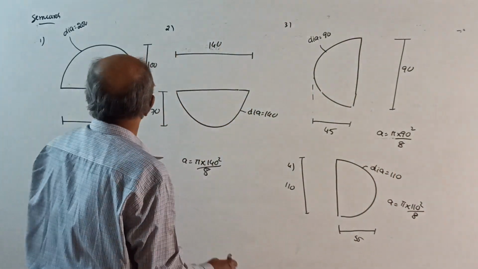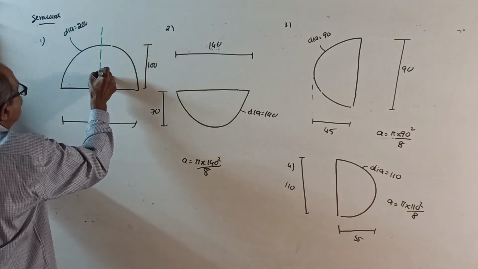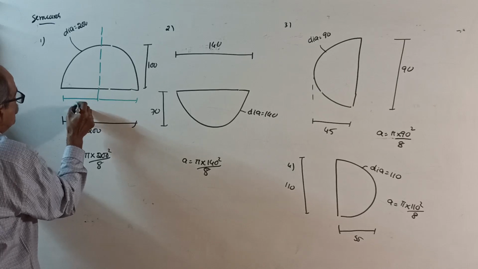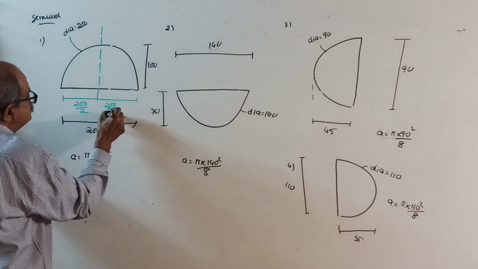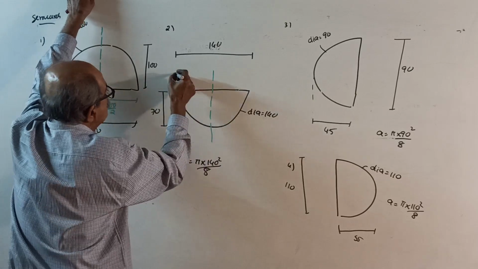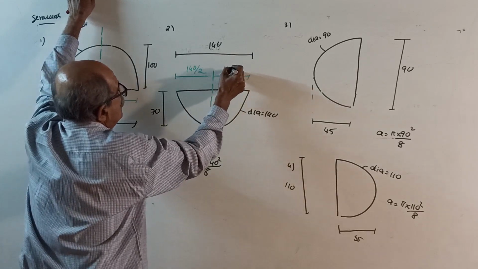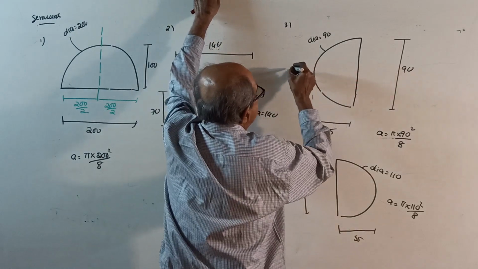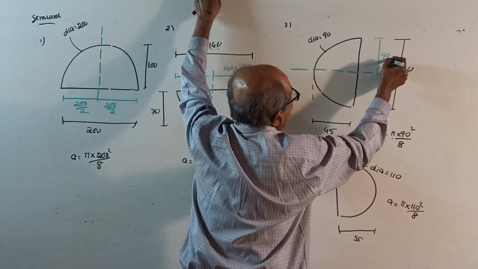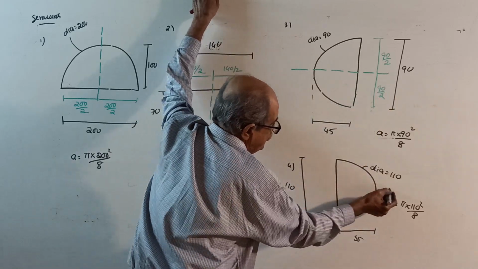This much is clear. Centroid. See correctly what I am doing now. Axis of symmetry, so exactly the midpoint. 200 means 200 by 2, 200 by 2. But here, this is the axis of symmetry, so this and this one both are 140 by 2, 140 by 2. Here, this is the axis of symmetry. This is 90 by 2. I will change the ink now. This is also 90 by 2. Here, this is the axis of symmetry.